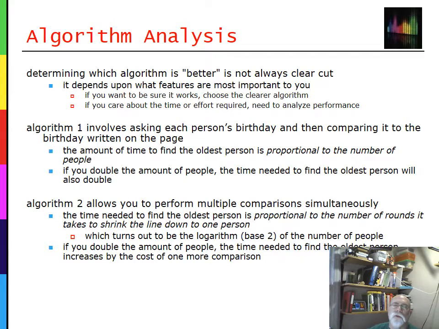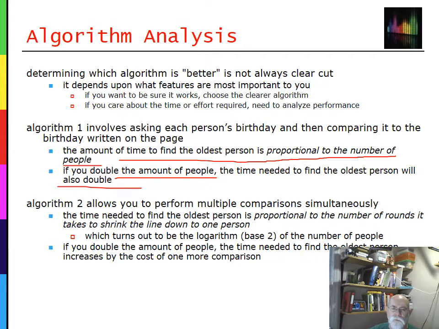If you want to make sure this algorithm works, you'll pick the first one. Very time consuming, but you're walking down the line. Algorithm 1 involves asking each person's birthday, then comparing it to the birthday written on the paper. The amount of time to find the oldest person is proportional to the number of people. If you double the number of people, the time to find the oldest will also double.